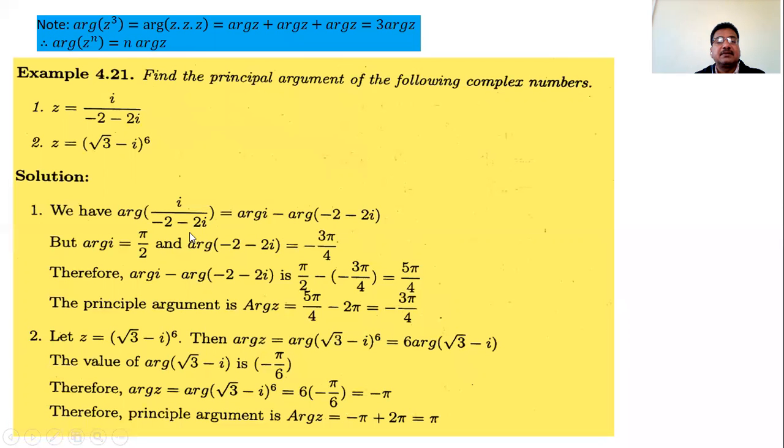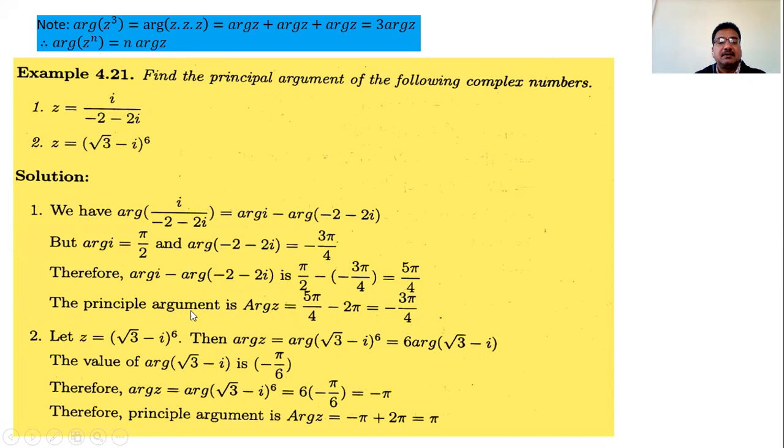Okay, argument of I minus argument of minus 2I, that is on this side, is equal to pi by 2 minus minus 3 pi by 4, that is plus 3 pi by 4. 4 is the LCM, and 2 plus 3 is 5 pi by 4. So this is another method, or express this number in the form x plus yi, and then find its modulus and principal argument.